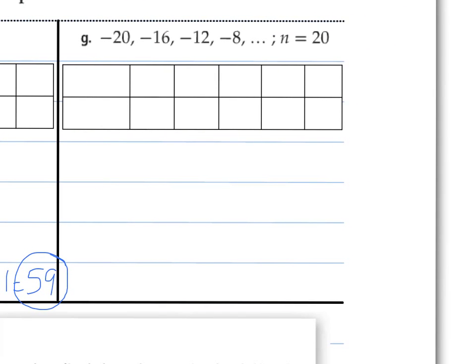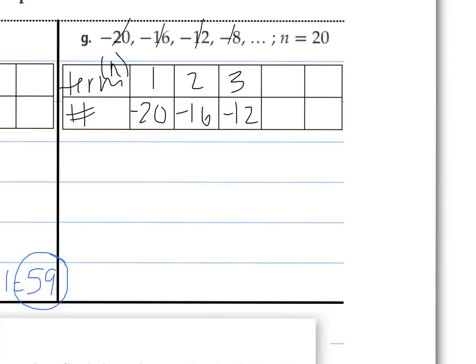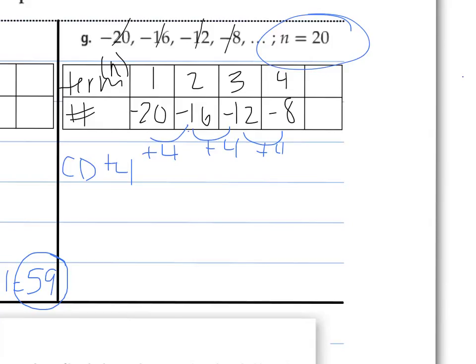Next one, same thing. Do the term and the number. This is n, remember. First term, negative 20. Second term, negative 16. Third, negative 12. Fourth, negative 8. They want us to find the 20th, so way over here. So we look at our common difference. Looks like we're going up, going up by 4. So our common difference is going up by 4.